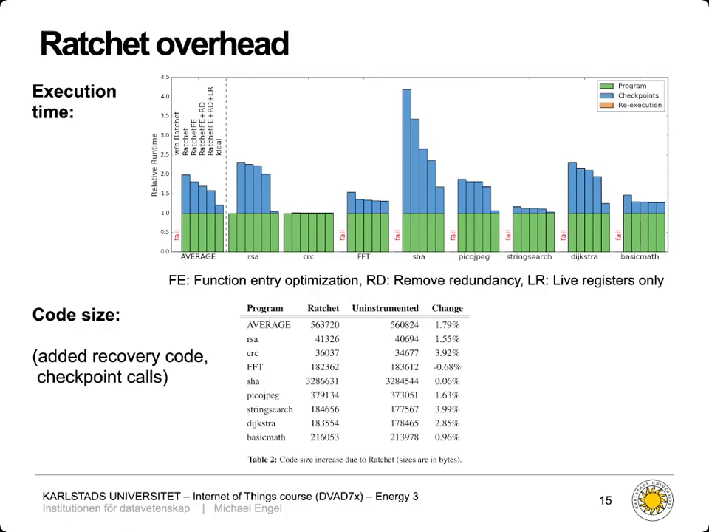Now, the other trade-off you have when you use such an intermittent computing support system is that your code size increases because you have to add checkpoint calls and recovery code. But as you see on the right-hand side here, this increases by a relatively insignificant number. It's usually between 1 and 4%. And we even have a case where, and for explaining this you probably have to read the paper, the amount of code actually goes down when we insert checkpoints here. That's pretty interesting.